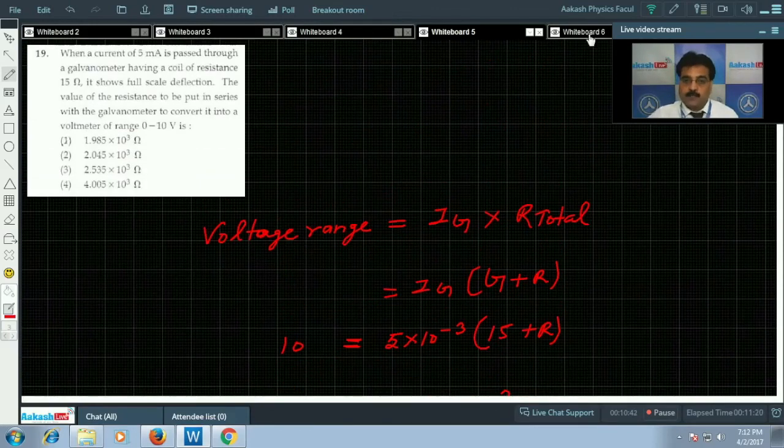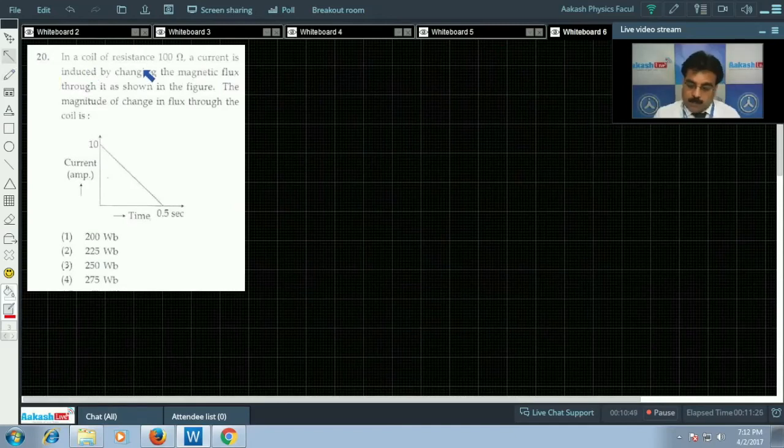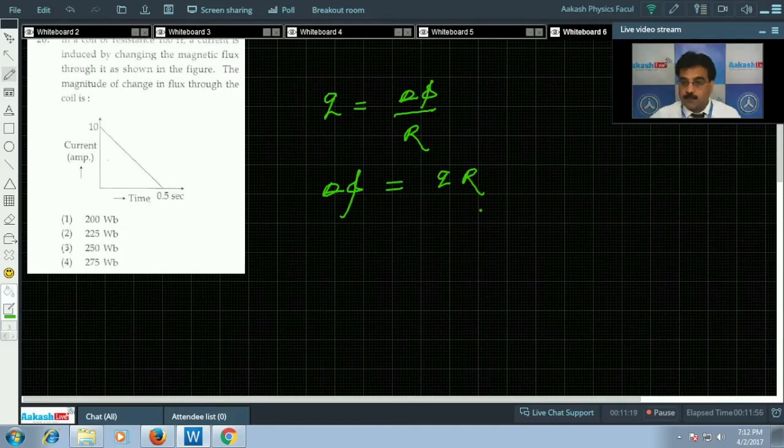So now we are going to take question number 20. In a coil of resistance 100 ohm, a current is induced by changing the magnetic flux through it as shown in the figure. The magnitude of change in the flux through the coil. This is a very easy question. By using the relation, the induced charge is given by change in flux by resistance. So the change in flux is Q into R. At this stage you need the value of charge. If I go for the calculation of charge, we have a graph. So if I find the area under the current time graph, we will get the value of charge.